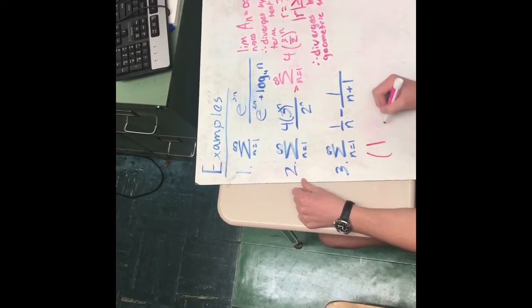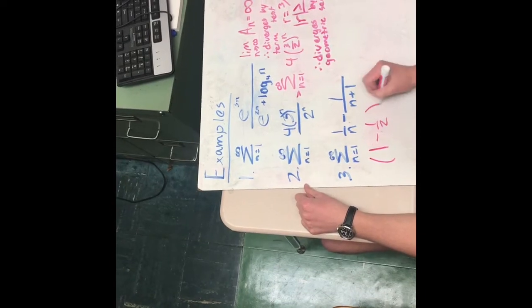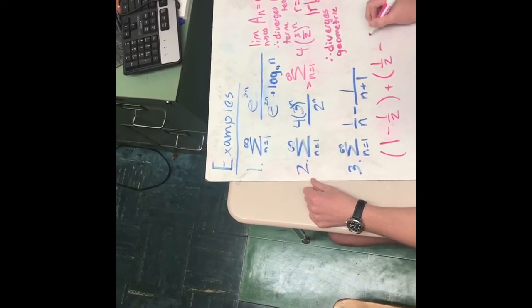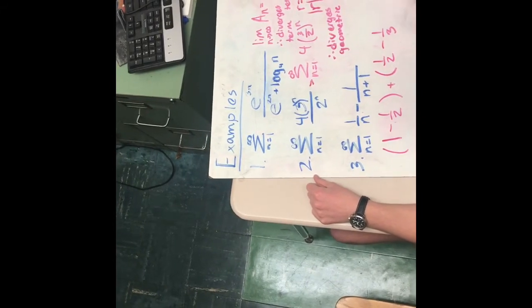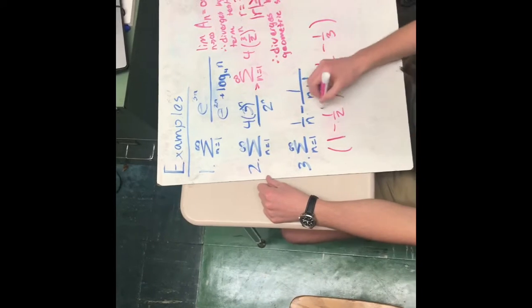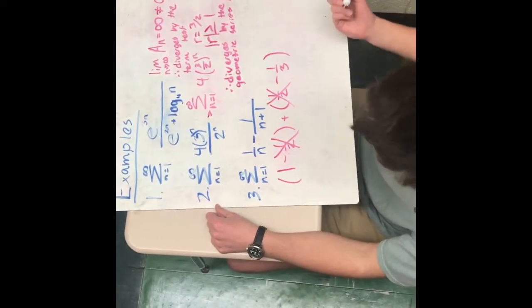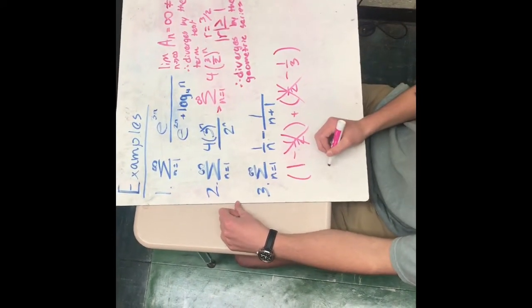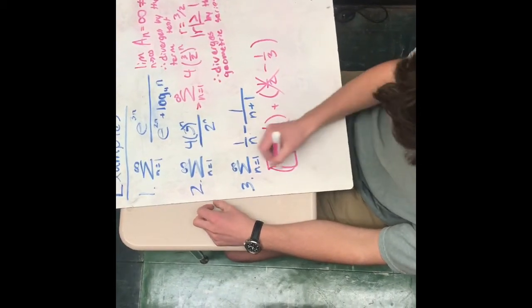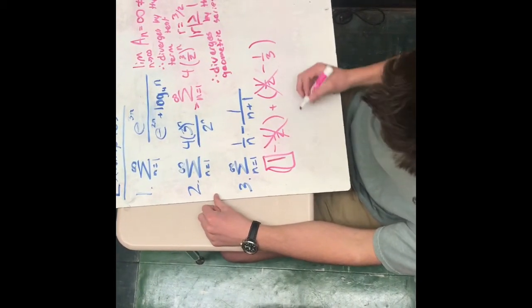So I have 1 minus 1/2 plus 1/2 minus 1/3. So as I can see, almost immediately, sometimes it doesn't come as quick, these cancel out, the 1/2 and the minus 1/2. Therefore, this converges because you get an answer right here, and it is a telescoping series.